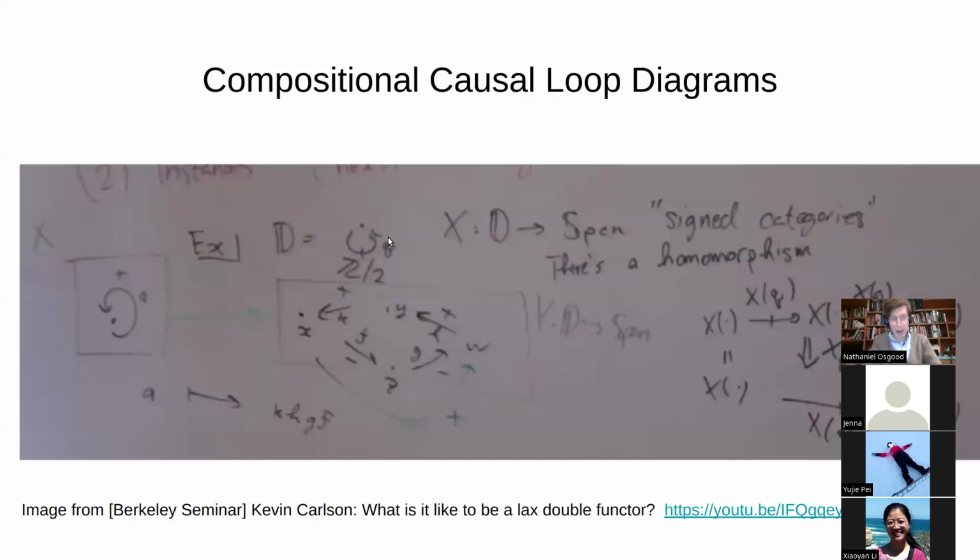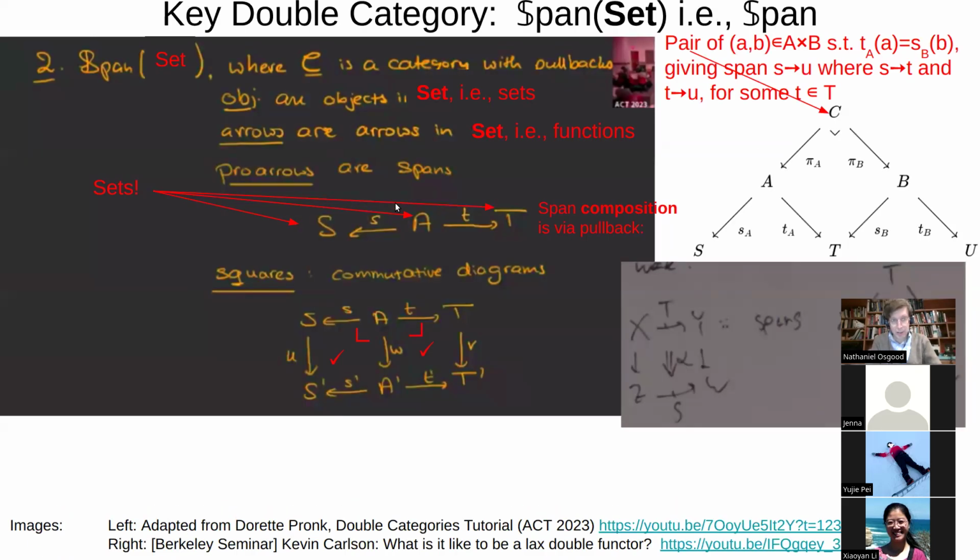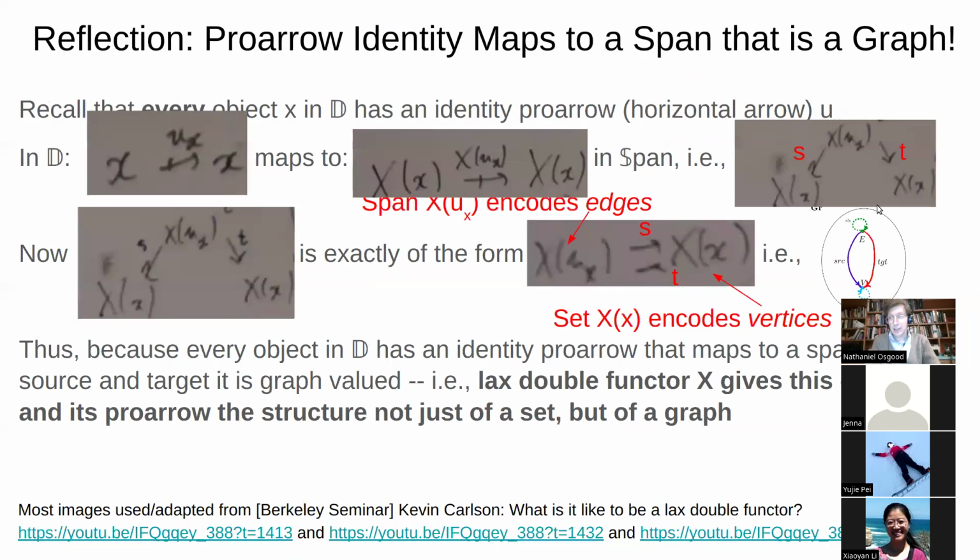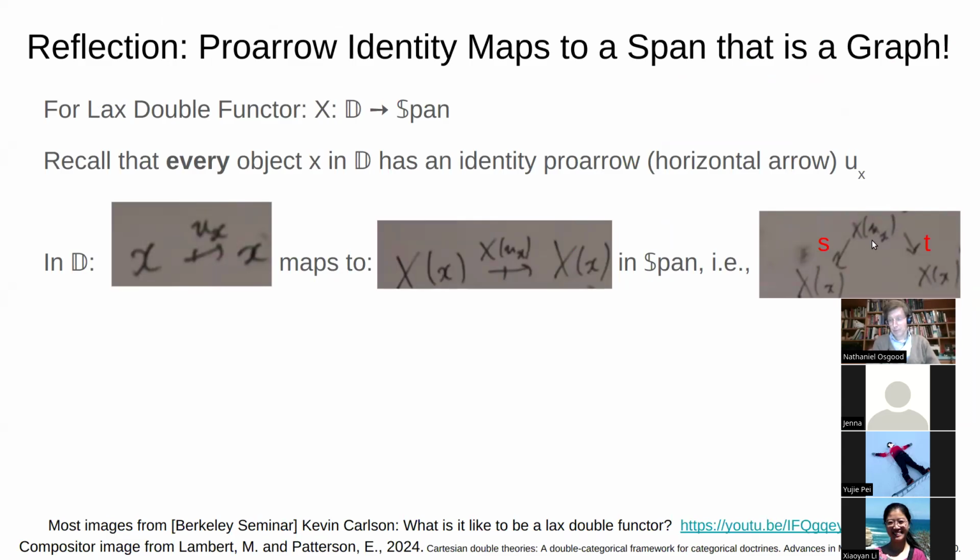Remember in span, this is a set. A is a set. This is a set. This is a set, right? And here's our source, and here's our target. Now, this may start to look familiar because notice the left and the right foot are identical.